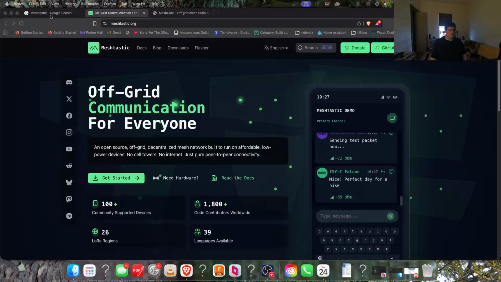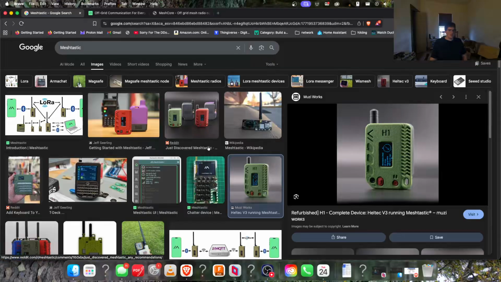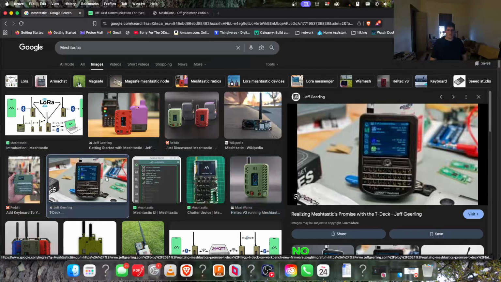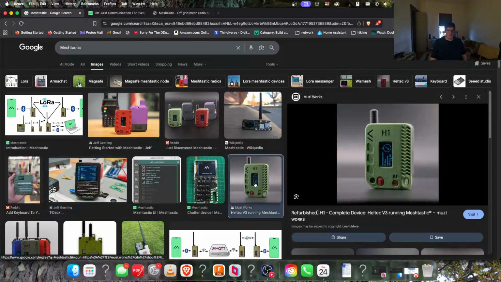I'm going to come over here. These are what these devices kind of look like. They're pretty small. There are a lot of different devices. Some of them have keyboards like this. Some of them are standalone devices that connect to your phone by Bluetooth.